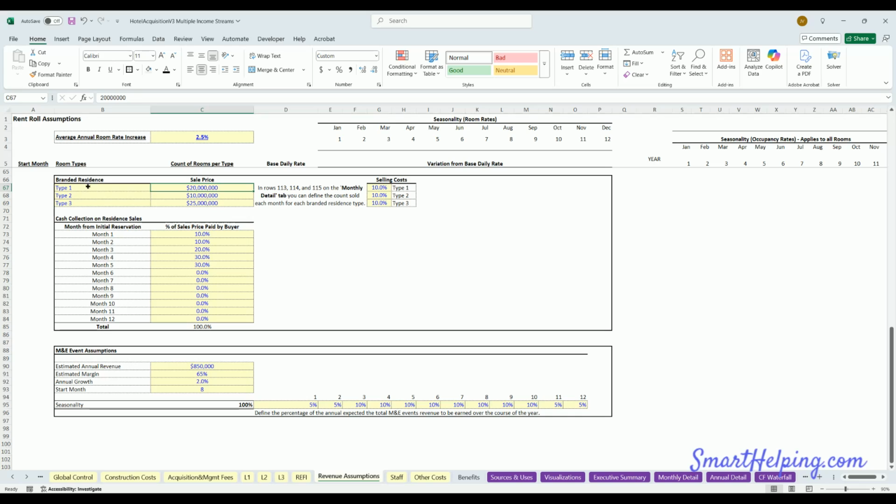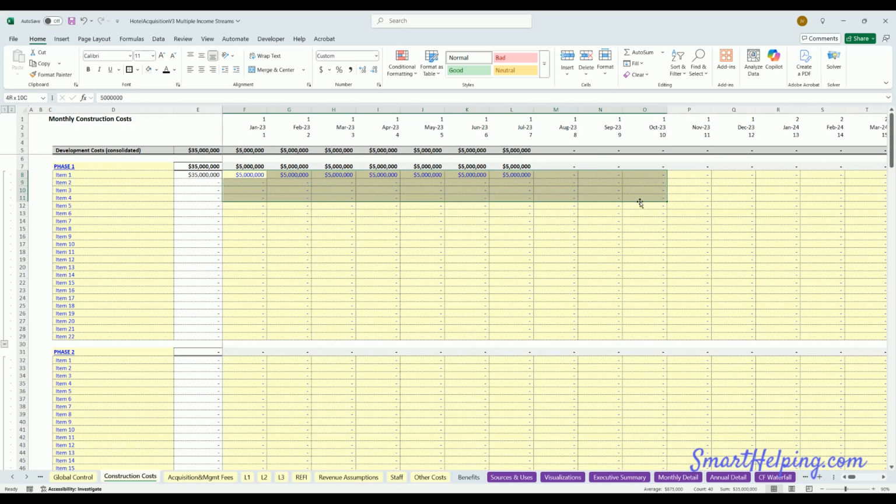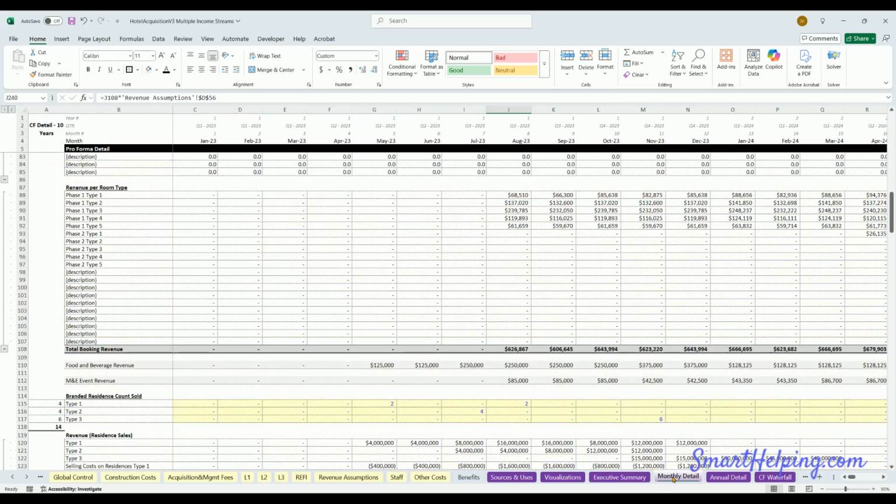So you've got up to 3 types. Here's the sales price. There's selling costs for each one, and then the percentage of the sales price that you actually collect when the sale initiates, which could happen over time. And there's some cash flow offsets there because you might be using the sales of these to continue to construct the hotel if you're doing construction, which you'll plan out these costs to match up with your sales if you want to minimize the equity you need.